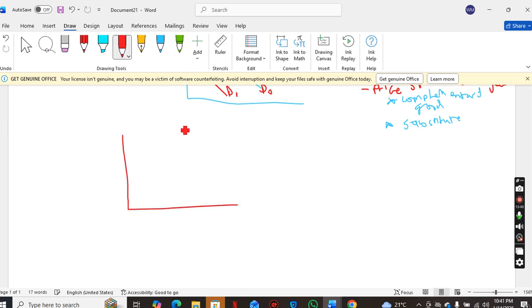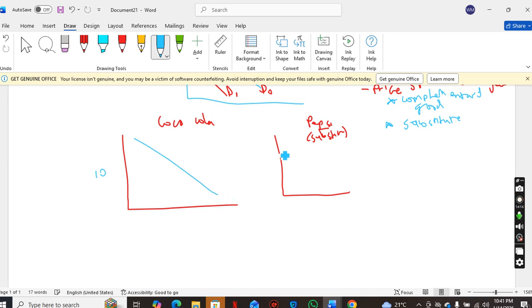Here we have Coca-Cola. I'll use Coca-Cola and Pepsi here. Pepsi is the substitute good. Let's say both of them are trading at 10 kwacha each. This is theoretically, okay, all this is theoretical. Okay, yes, both of them are trading at 10 kwacha each.